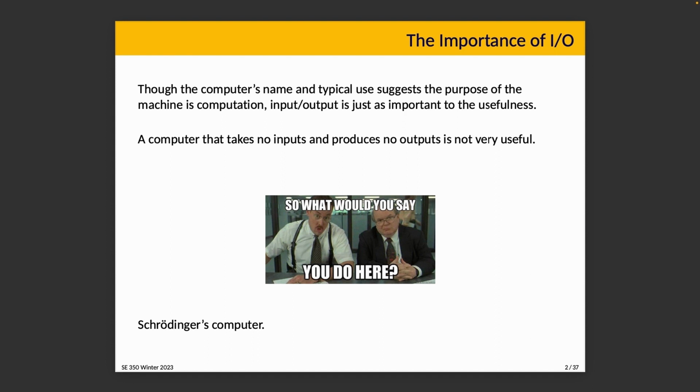I've mentioned already this idea of a computer that takes no inputs and produces no outputs is not only not very useful, but how do you know it did anything at all? Schrodinger's computer, is it alive or dead? Does it do anything? Did the program actually run if it had no observable characteristics?